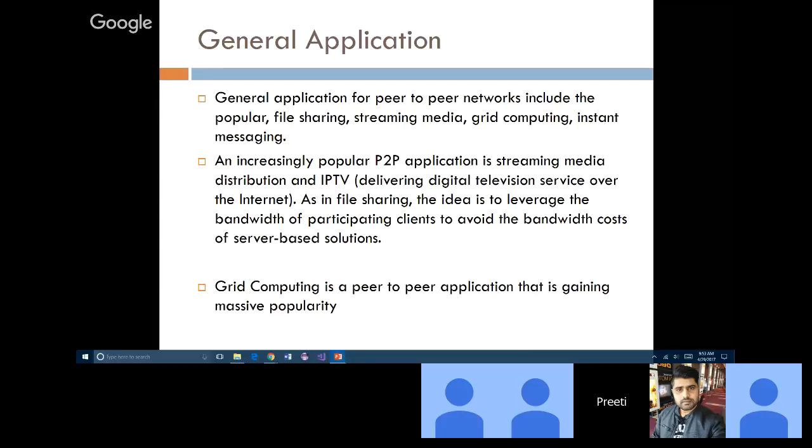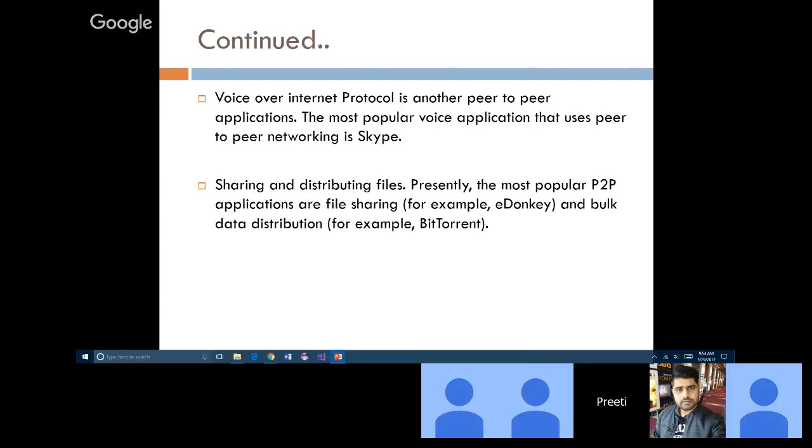Let's talk about some of the general applications where we can use this serverless distribution system. We use it for file sharing, streaming media, grid computing, and instant messaging. One of the popular P2P applications is streaming media distribution, delivering digital television service over the internet. As in file sharing, the idea is to leverage the bandwidth of participating clients to avoid the bandwidth cost of a server-based solution. Grid computing is another peer-to-peer app that is gaining massive popularity.